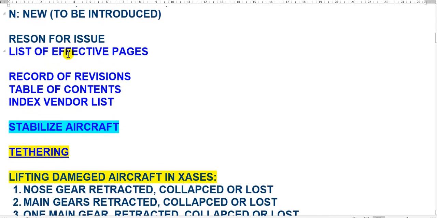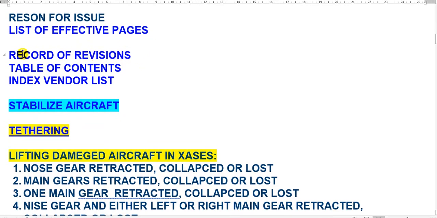Reason for issue. Let's speak about the reason for this revision. Then the list of effective pages shows the page number, each date and each status: revised, deleted or new. After that, the record of revisions: how many revisions are in this manual? After that, the table of contents and index.